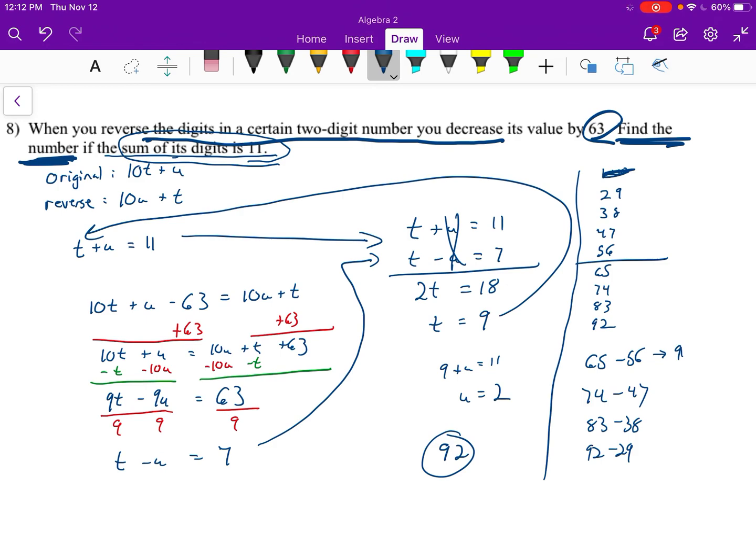I would probably start with this one here because they have to be far apart, and when you do 92 minus 29, you get 63. And so we know the original was 92. So that's another way to think through that. Actually, the easier way.